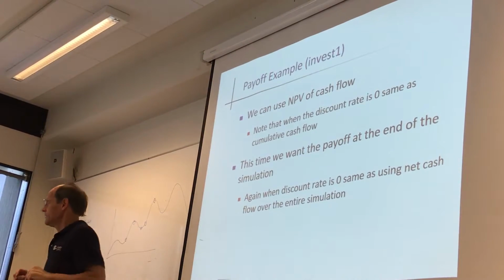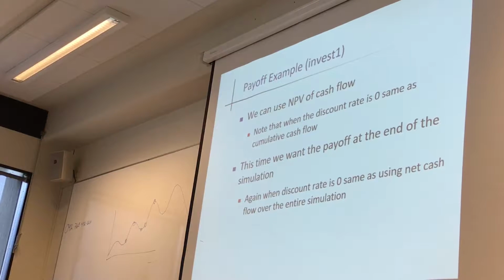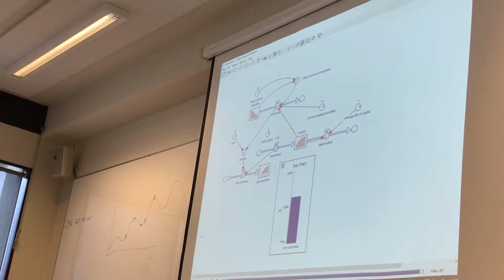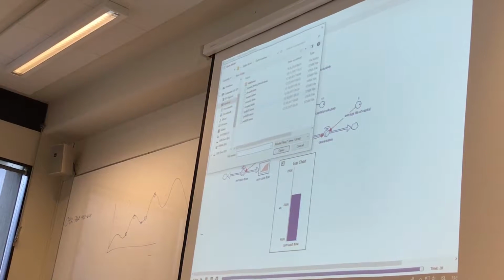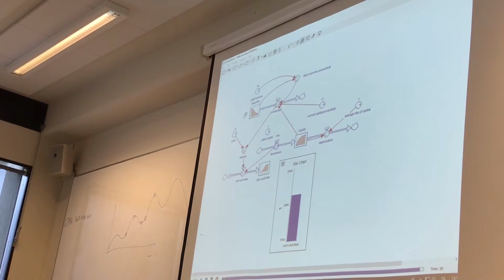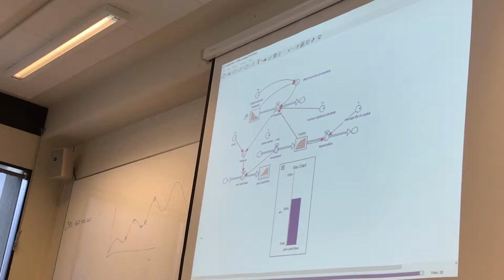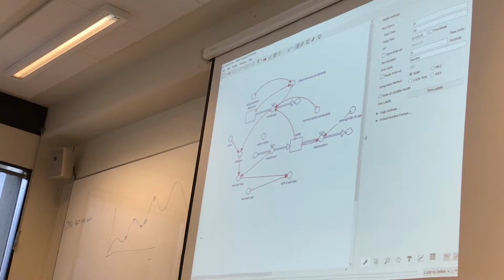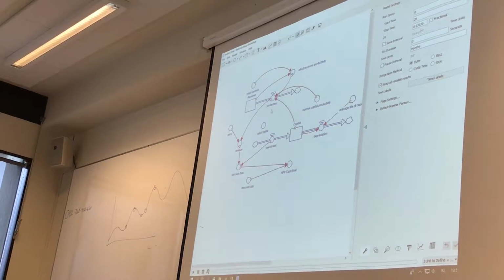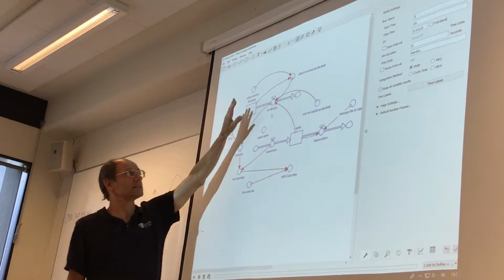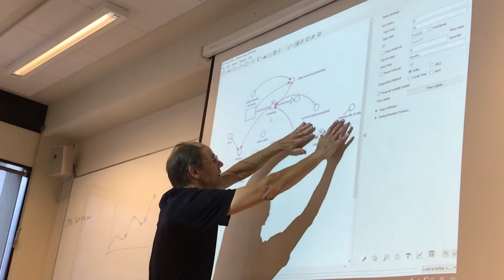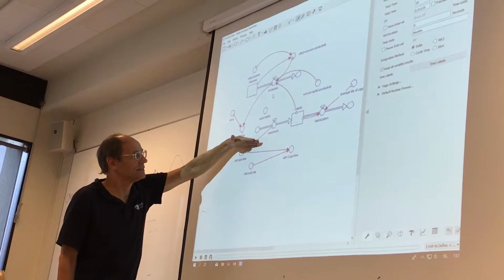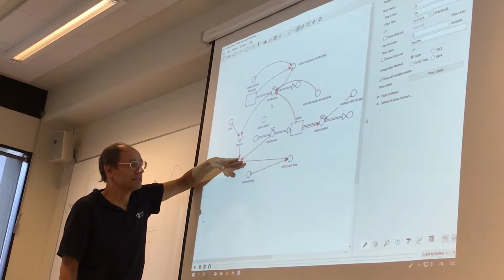And this model, when the discount rate is 0, is actually the same as the one we just used. Let's open up Invest 1. So exactly the same. The top part here is exactly the same. So the physical production process is the same. The capital part is actually the same. The only difference here now is we have revenues. Everything up to here is the same. And we have net cash flow.